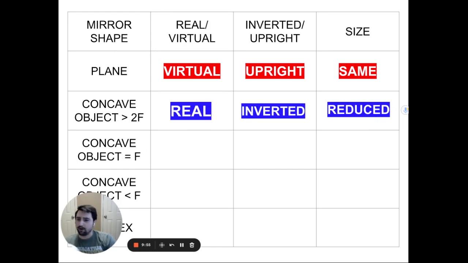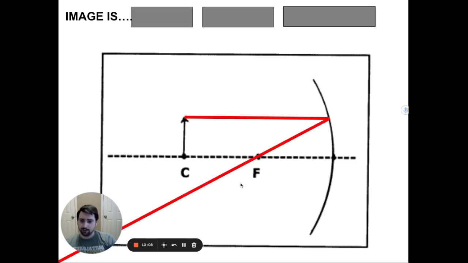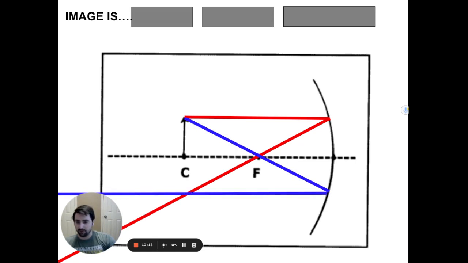So our next one is going to be when the object is at the focal point. Actually, the one on this homework assignment is going to be at the center of curvature. So first ray, parallel, bounce, focal. Do this on here, question number 2. And then the next ray is going to be drawn through the focal, bounce, parallel.